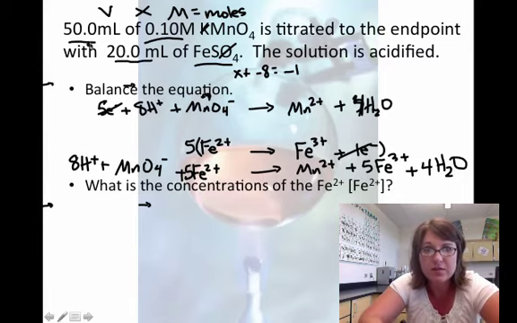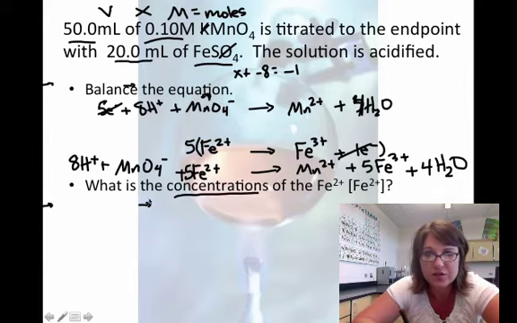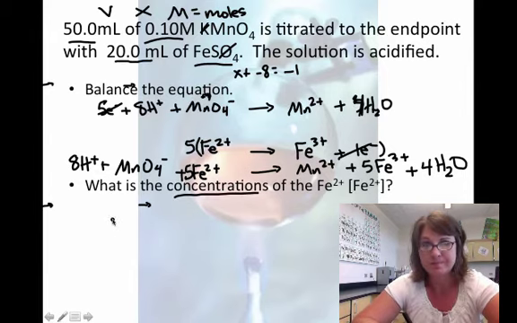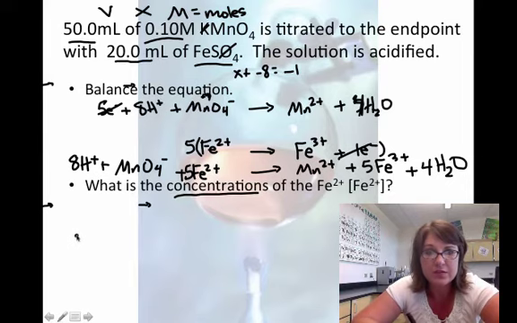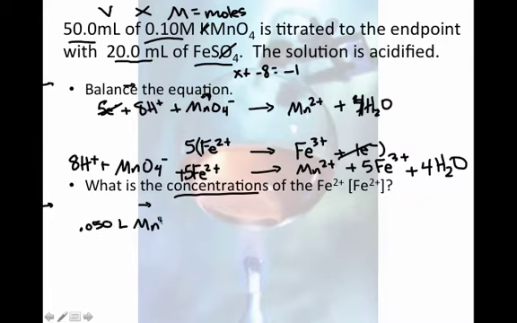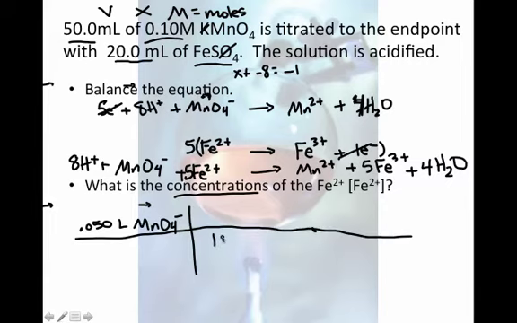We don't even know what the question is. Oh yeah, here it is. Concentration of the iron 2. So we already have moles of permanganate. We just have to do the math. So change milliliters to liters. We're starting with 50 milliliters of permanganate. Change it to moles. Volume times molarity gives you moles. Alright, so for every 1 liter of permanganate, we get 0.1 moles.